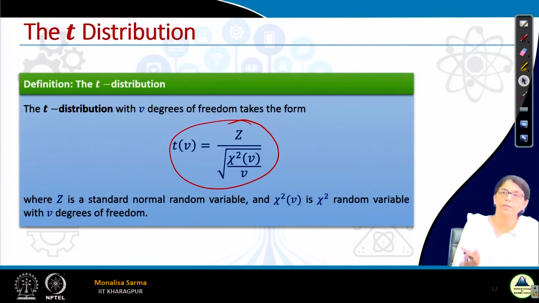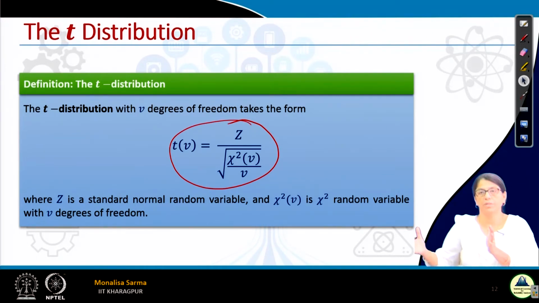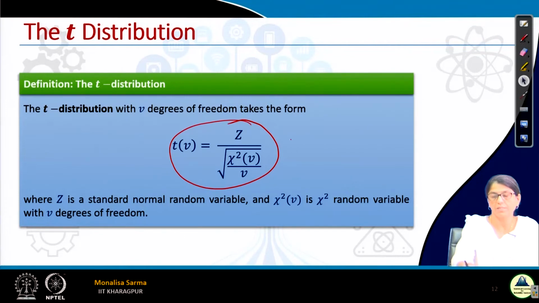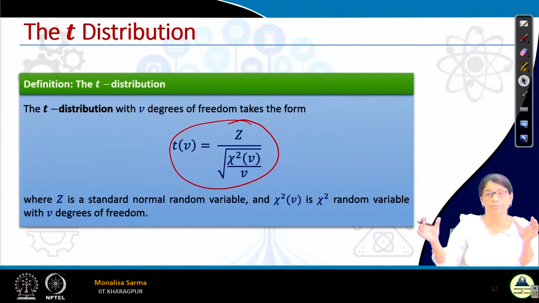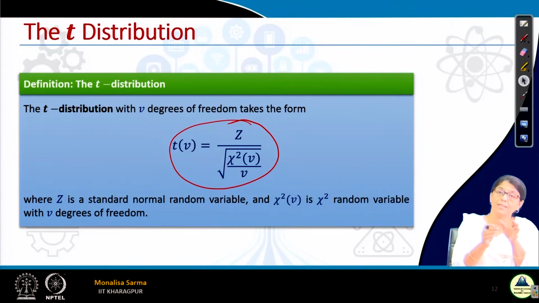If you just Google the t distribution, you may find a different expression, but this is a simplified form. Similarly, if you Google the chi-square distribution, you may find a different form. Whatever form I have given is again a simplified form, a different way of simplifying, because we use chi-square in different applications, and in different applications we use different representations. Similarly, for the t distribution we will be using this representation: z divided by the square root of chi-square with v degrees of freedom divided by v degrees of freedom.